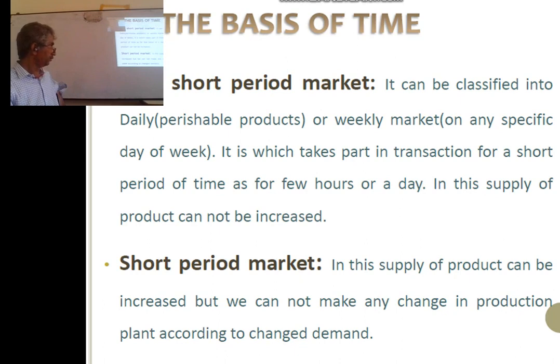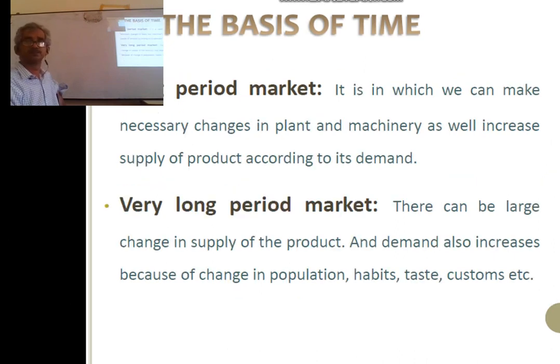In a short period market, the supply of the product can be increased, but we cannot make any changes in the production plan according to the changed demand. It's a very short time market. A long period market is one in which we can make necessary changes in plant and machinery as well as increase the supply of the product according to the demand. These are long time period markets.